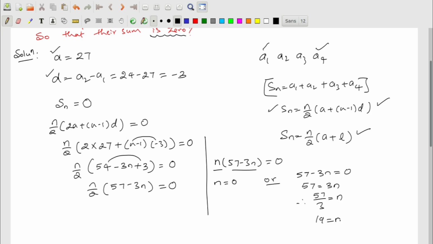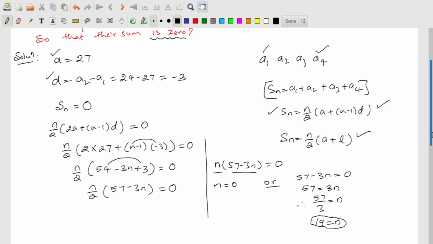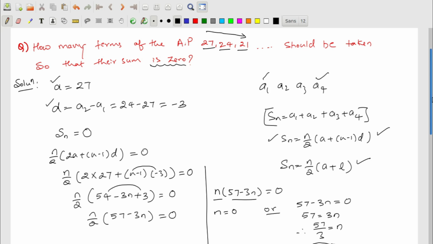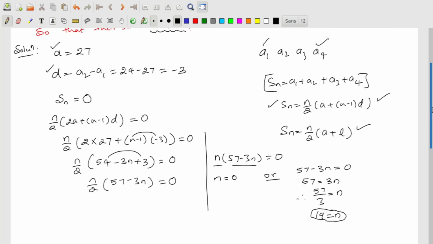So how many terms do we need here? We need 19 terms to get a sum of 0, because here the AP is a decreasing one, the values of the terms are decreasing, so after certain terms you will get negative terms. When you add positive and negative terms, you will definitely get a sum of 0. So in this series we need 19 terms to get a sum of 0. Let's take one more question.